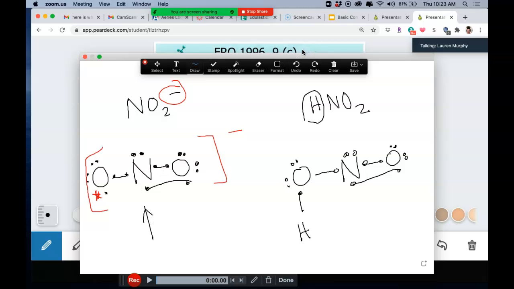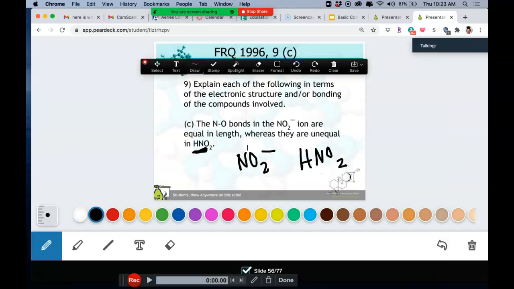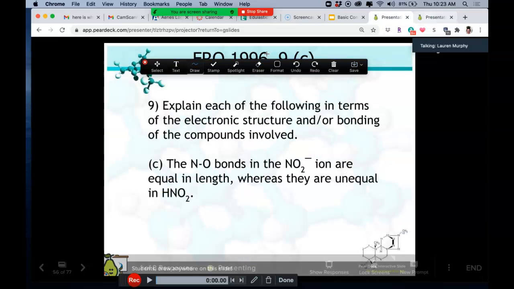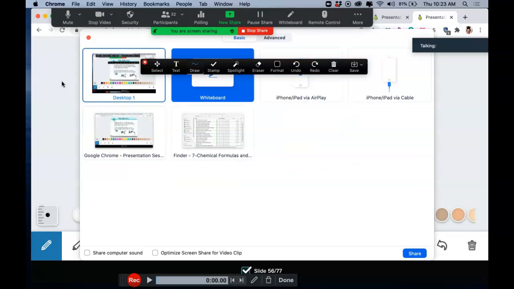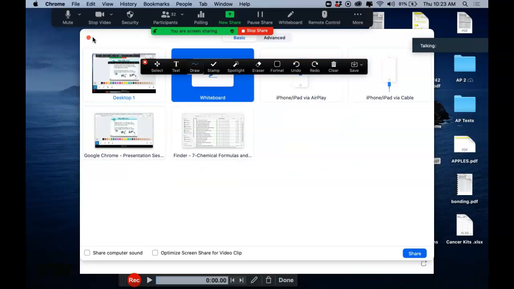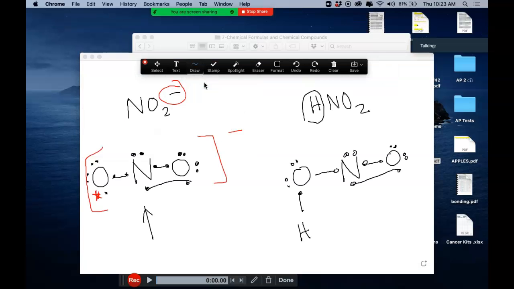Okay, so again, let's go back to the question. It says the NO bond lengths in the NO2 ion are equal and not in HNO2. So why? This guy has resonance. And if you want to explain it, I would say 1, 2, 3 bonds divided by 2. It has a bond order of 1.5, meaning this bond length and this bond length is somewhere in between the length of a double and a single bond, both of them.